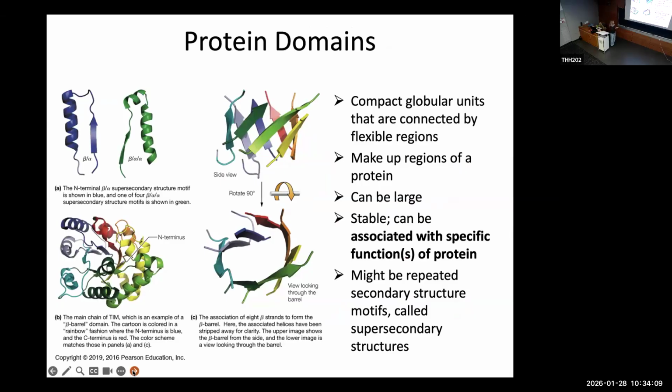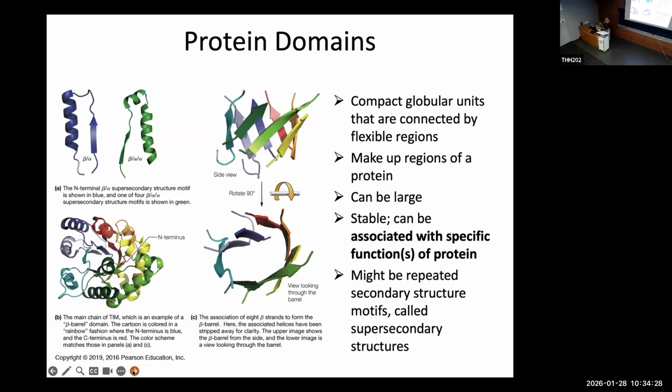This is a look through a beta barrel. And so these structures are quite stable. They're stabilized by covalent bonds potentially between the tertiary structure, but lots of non-covalent interactions will stabilize these structures.